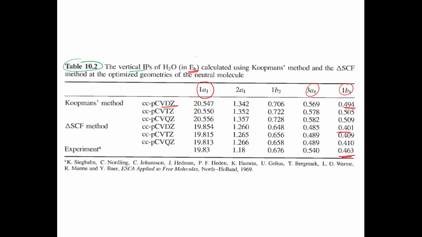Now look at this core ionization. Look at this number, 20.547. And the actual value that you expect should come out to be 19.83.